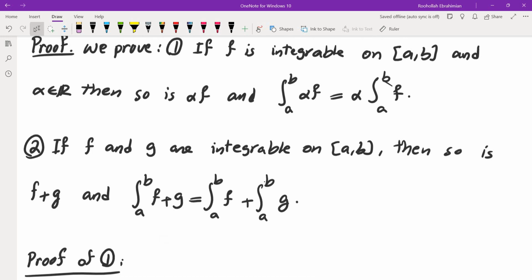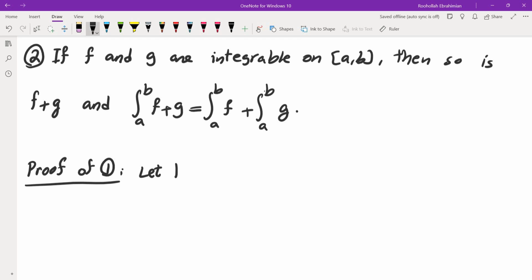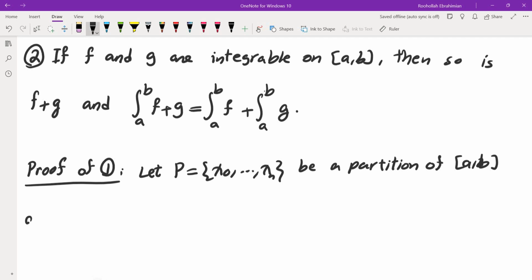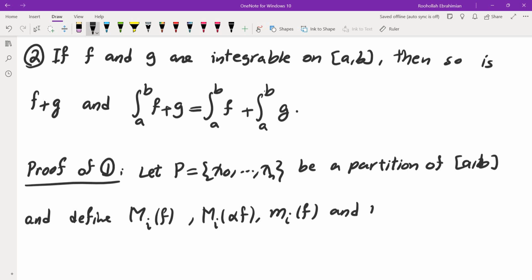However, if you look at the supremum of, so let me start with this. Let P equal x0 through xn be a partition of [a, b], and define Mi of f, mi of f, Mi of alpha f, and lowercase mi of alpha f as usual. This is the standard notation that we have been using. Capital Mi gives you the supremum over the ith interval. Lowercase mi gives you the infimum over the ith interval.